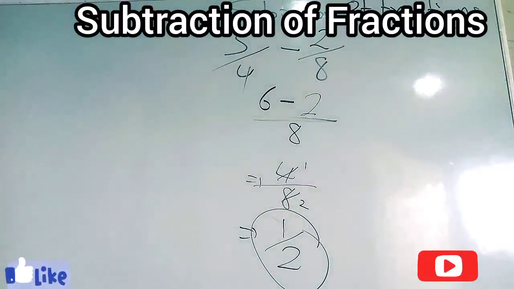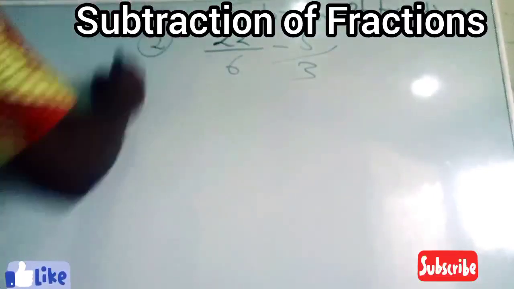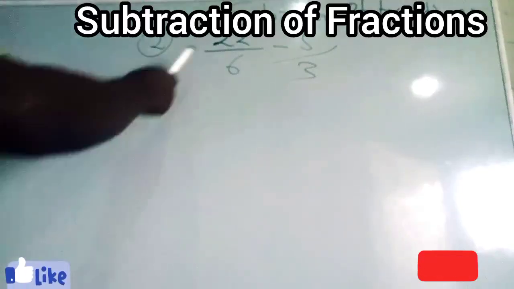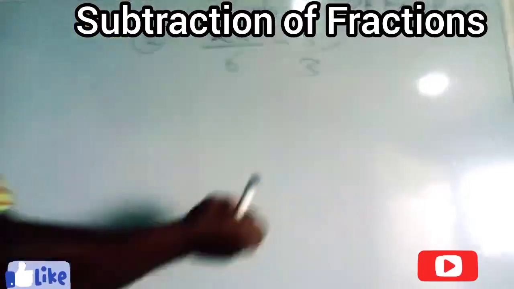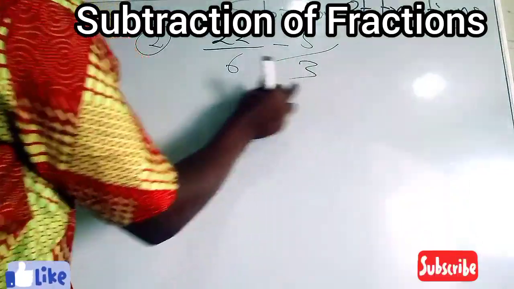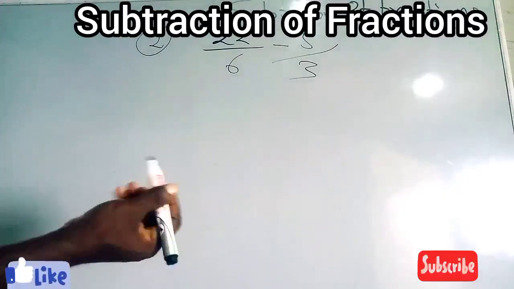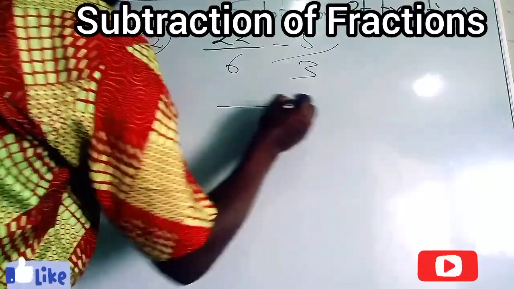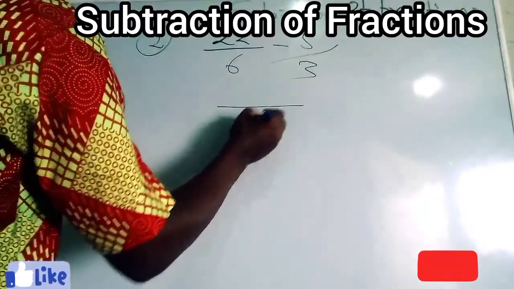Okay. So let's look at another example. Example 2 is on the board. With example 2, we have 22 over 6 minus 5 over 3. Okay, we are subtracting 5 over 3 from 22 over 6. So what do we do? As I said, we'll find the LCM. Okay, the LCM for the two denominators is 6.